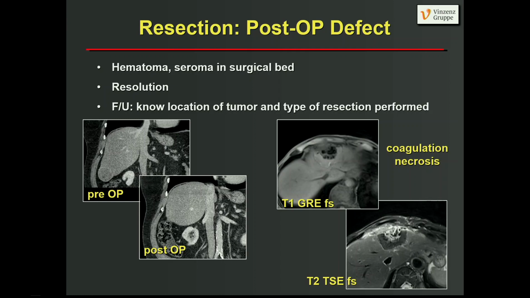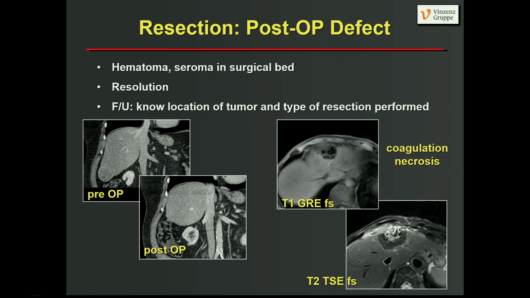You may have also other imaging features. If you look here in this patient where a small HCC in the left lobe was taken out, you see this is the unenhanced T1 gradient echo. Sometimes you don't use steel anymore, but you do this coagulation. You see that this is a rim of coagulation necrosis, which is quite bright on T1 and here quite dark on T2. And actually, this was just a small HCC which had been taken out.